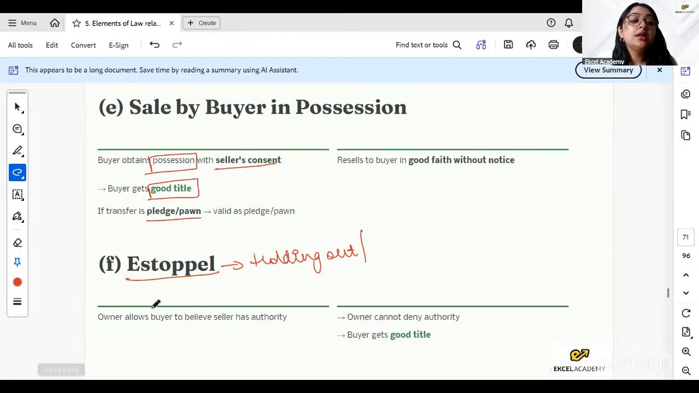That is, the owner allows the buyer to believe that the seller has the authority to sell. Then in that case, because the owner has allowed it, the buyer will get good title.